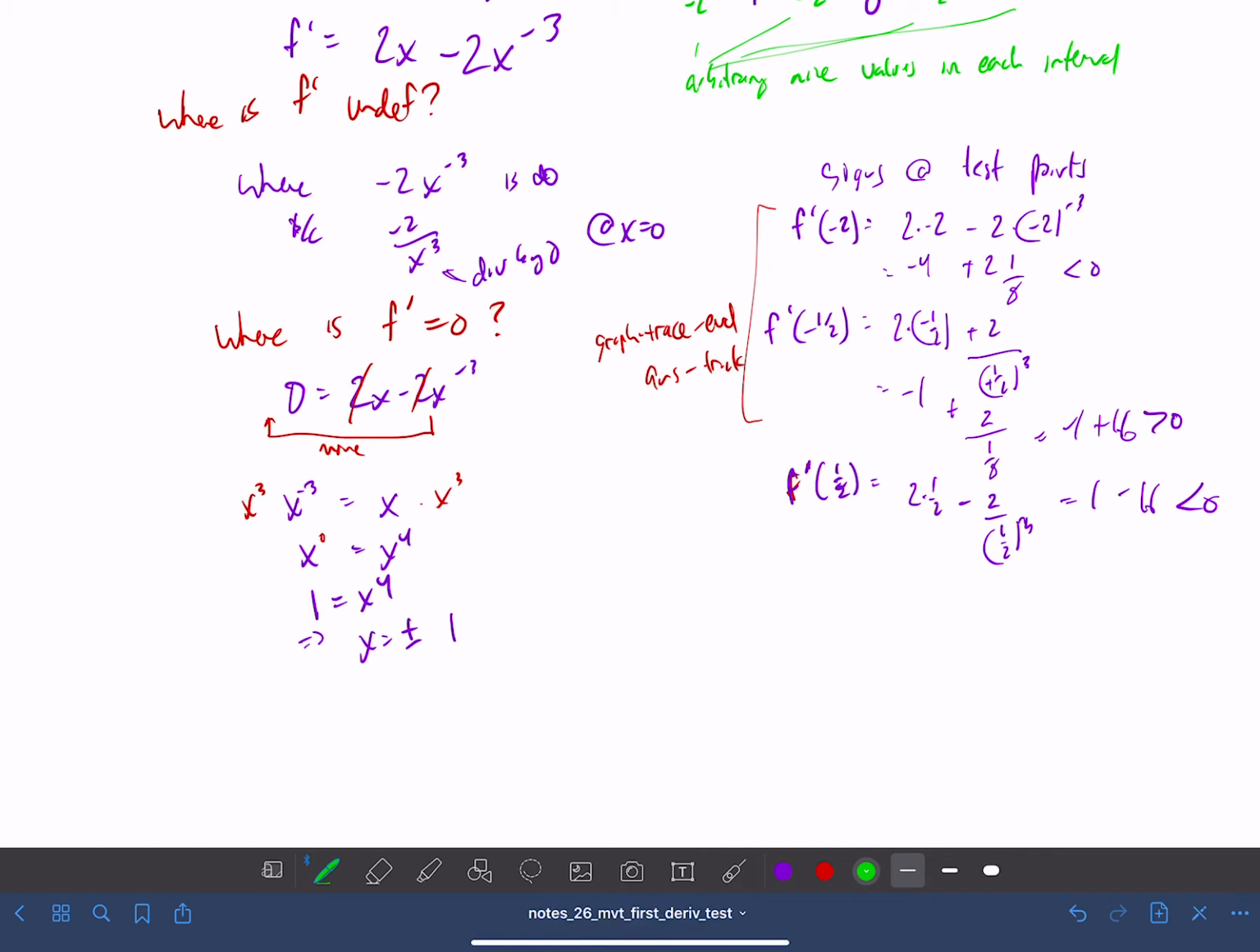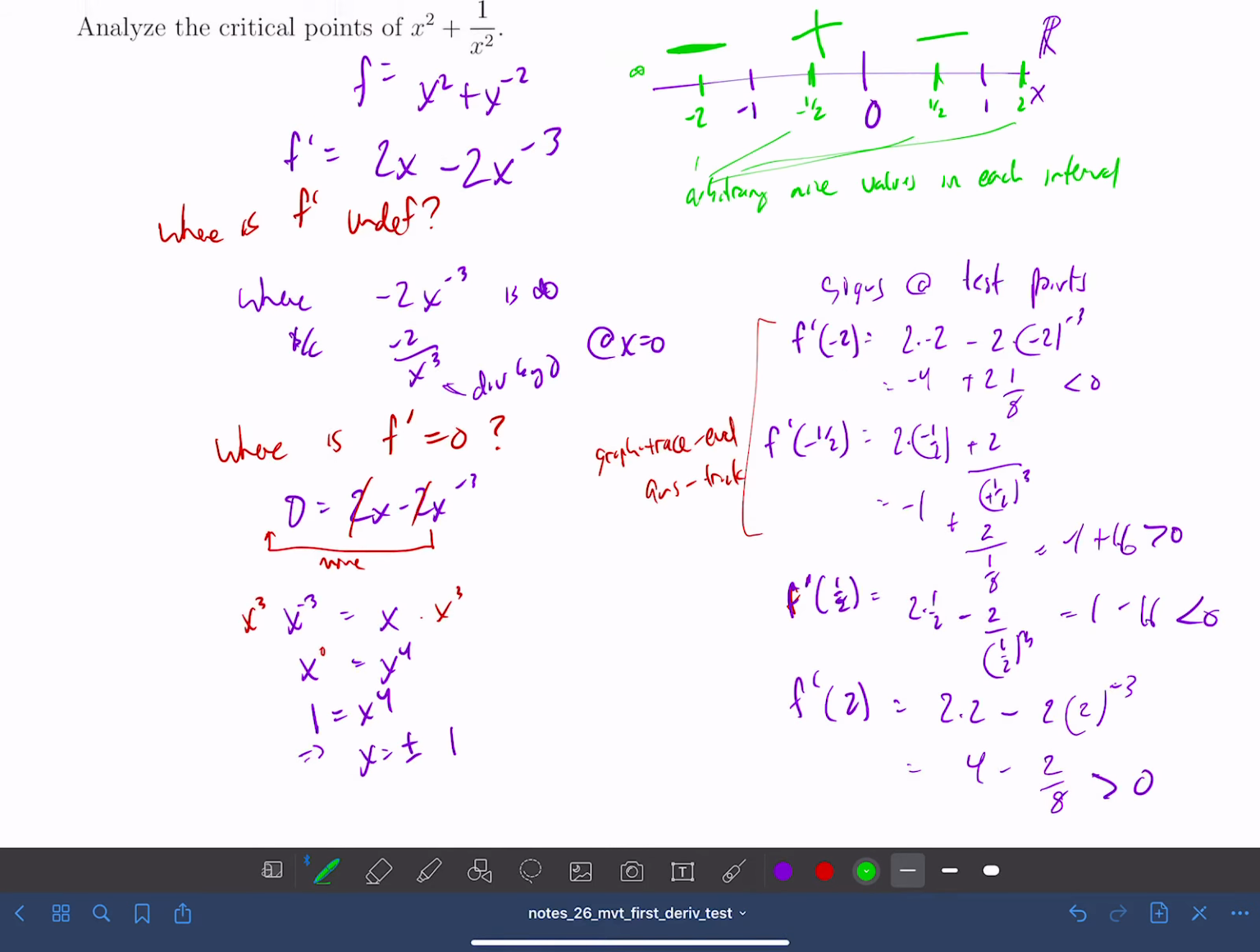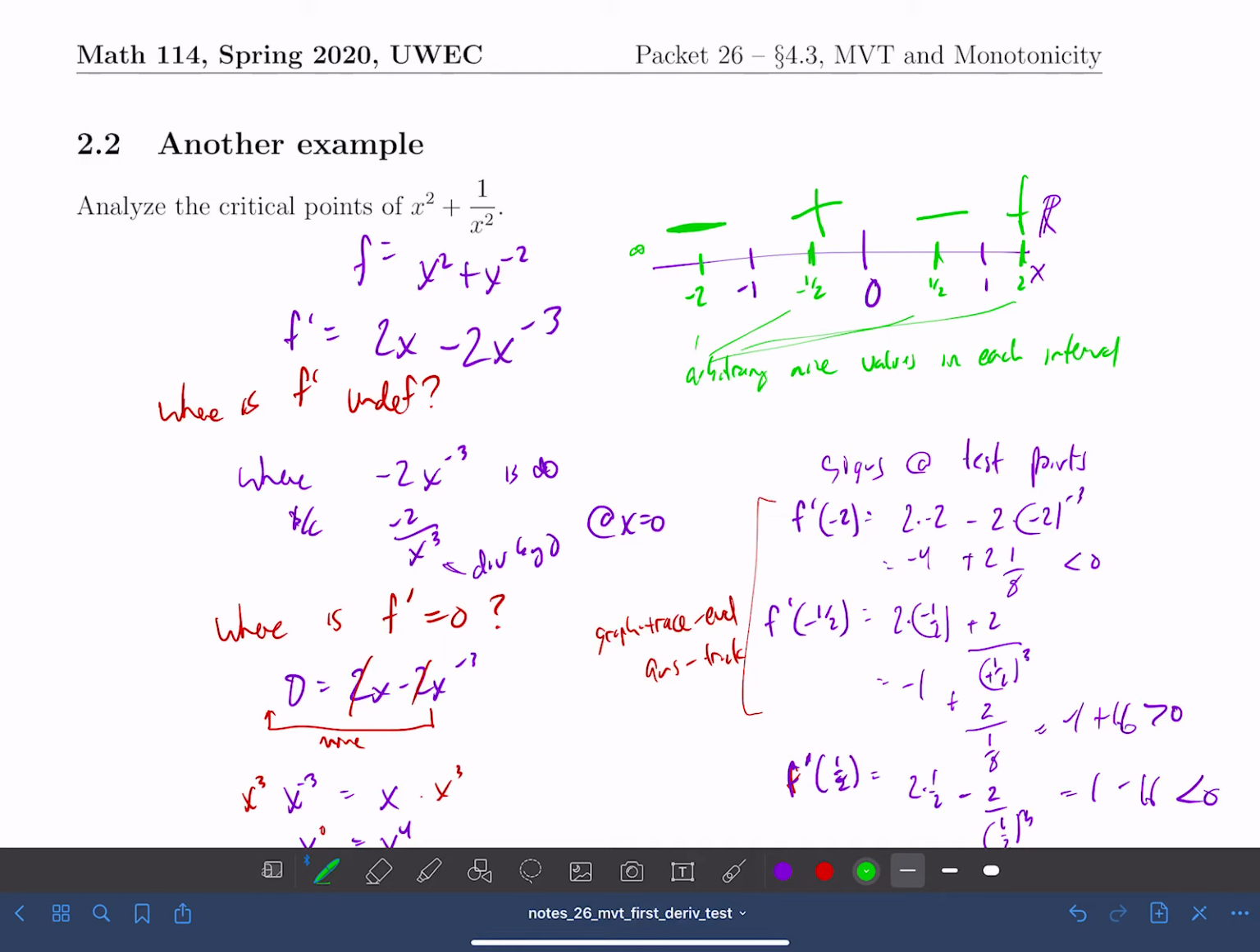And then finally, we are so close on this one. F prime of 2 is equal to 2 times 2 minus 2 times 2 to the -3. It's equal to 4 minus 2/8, which is bigger than 0. Okay, right? So for each of my test points, I plugged it in and I found the sign of my f prime, right? So each of those values is the sign of f prime.